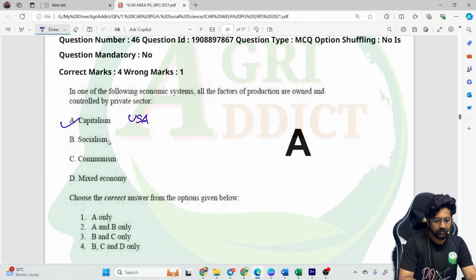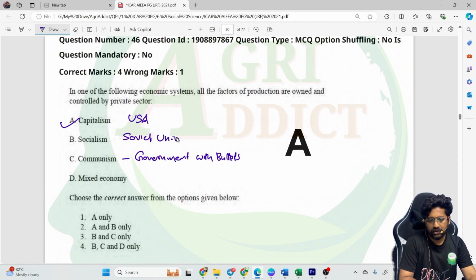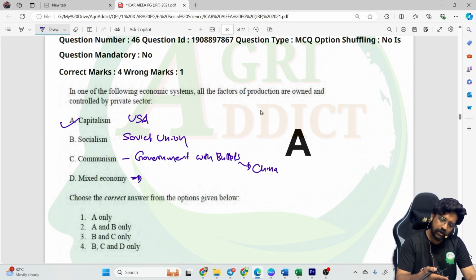So socialism is that. Communism is nothing but government with bullets. It's actually an extreme form of socialism, right? Here we can say early Soviet Union. For communism, we can say China. What about mixed economy? Here the private as well as the public sector coexist. The resources will be owned by both public as well as private. So therefore it can be considered as a mixed economy. The example will be India. So therefore the answer is capitalism, A only. One will be the correct answer.